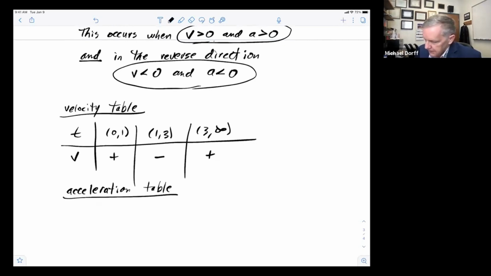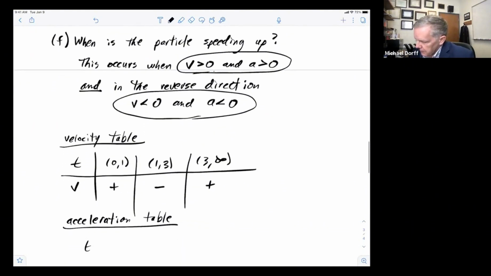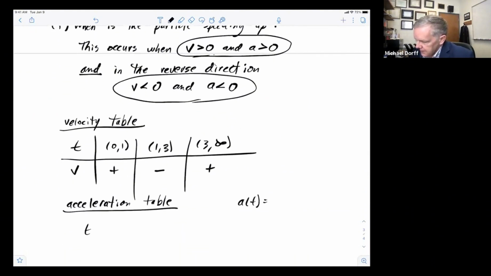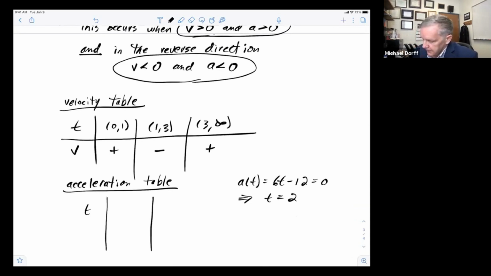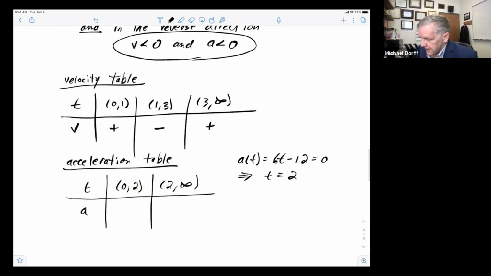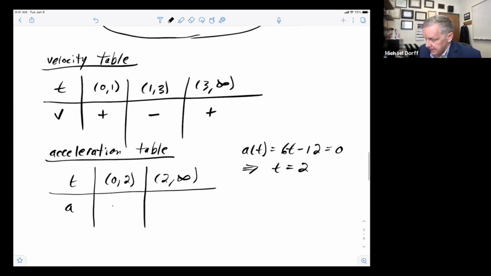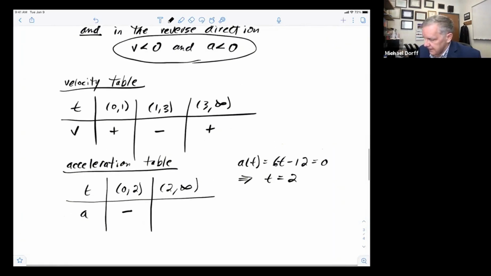All right, so there I'm going to have t. What intervals do I need to use here? Well, earlier we found that the acceleration was equal to 6t minus 12. When does that equal 0? That means t equals 2. So I'm going to make two intervals for the acceleration table, 0 to 2 and 2 to infinity. If t is a number between 0 and 2, like 1, then my acceleration is negative. And if it's in the interval from 2 to infinity, it's going to be positive.